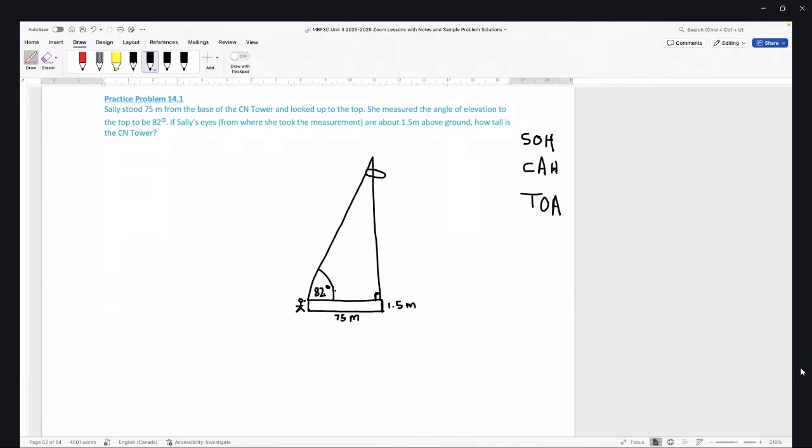So we have an angle. So let's label the parts. Because we're dealing with a right angle, we have to label the parts. So let's make this red. We're going to be dealing with this triangle right here. So we have the angle, 82 degrees. This is 75 meters as well.